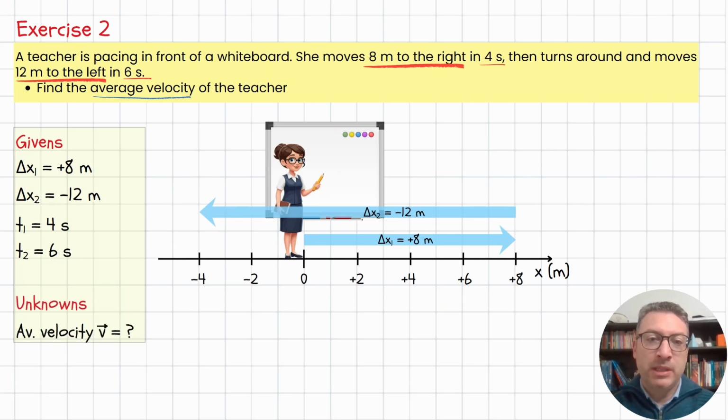So what is average velocity? That is the ratio between displacement and total time. In formula, it is average velocity equals delta x divided by t.